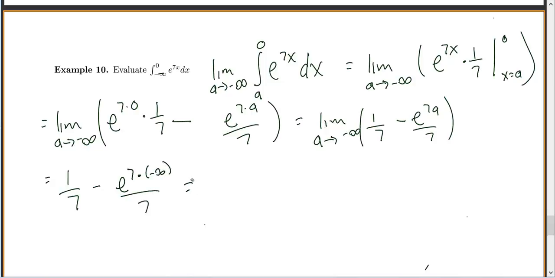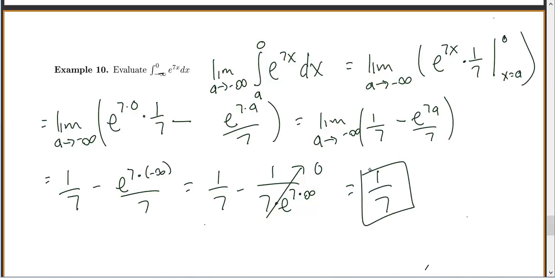Now notice here you have a negative in the exponent, so anytime we have a negative in the exponent, we need to rewrite it. So this will be 1 over 7 minus 1 over 7 times e to the 7 times positive infinity. So we have 1 divided by really, really big numbers. So that goes to 0, and we just get 1 over 7. Because we got an answer, this is convergent. A finite answer is convergent.